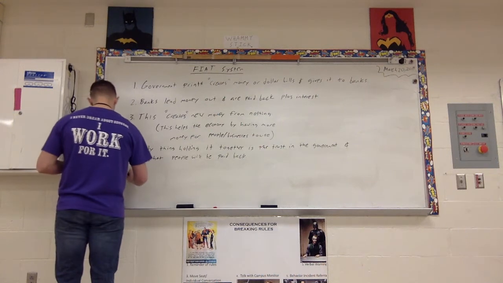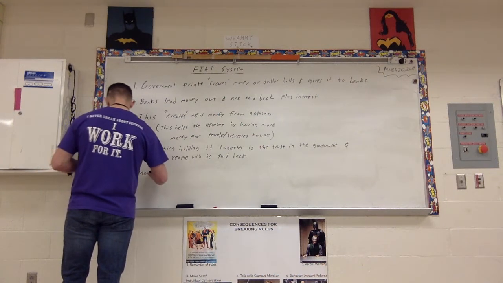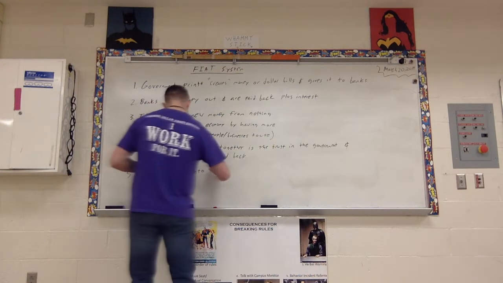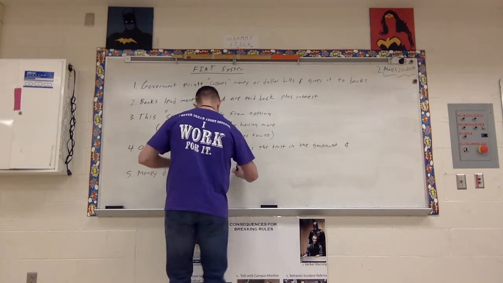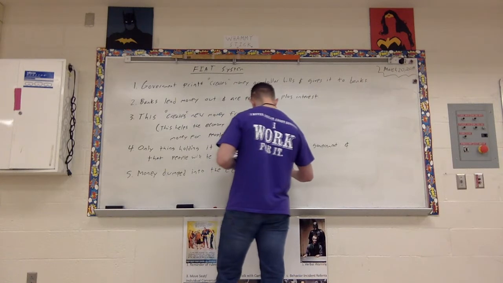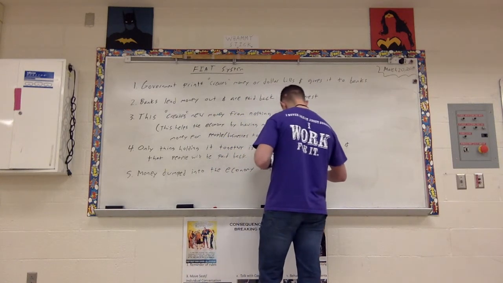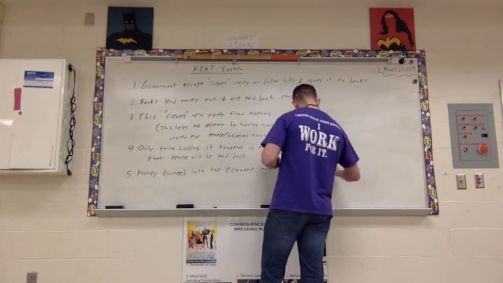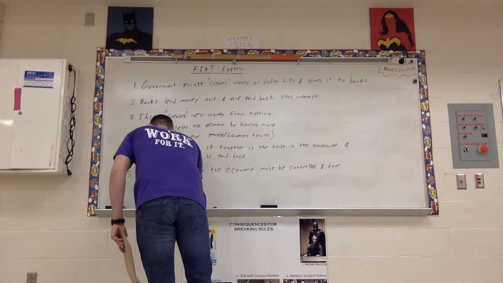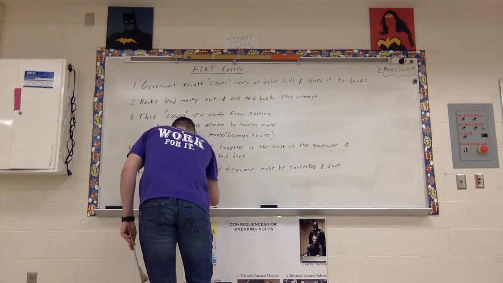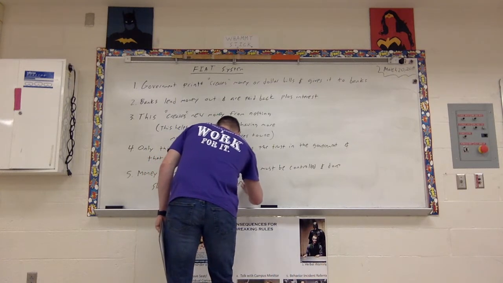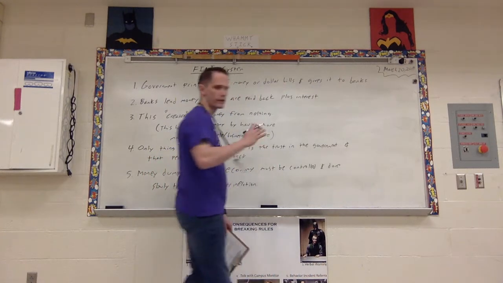And so the last bullet point here: money dumped into the economy must be controlled and done slowly to prevent hyperinflation. So what do I mean by this?